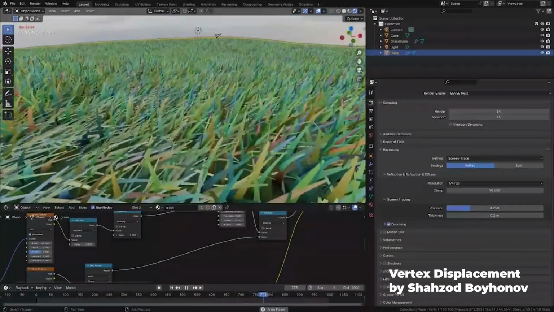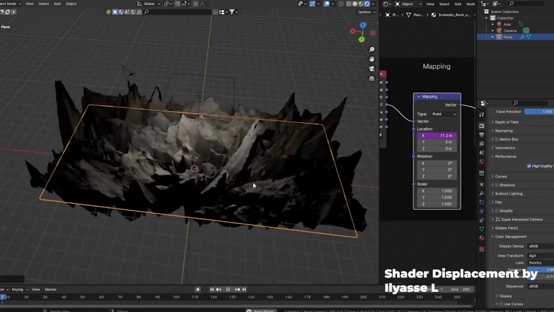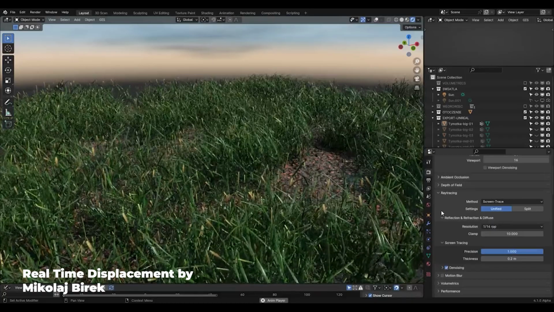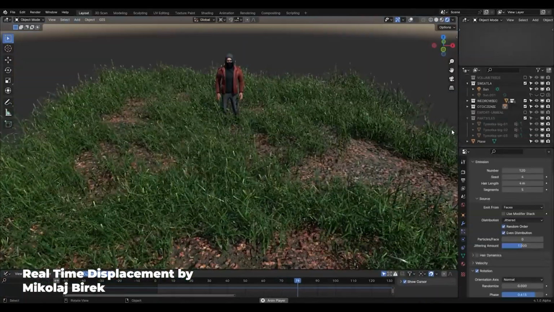Next clips are about vertex, shader and real-time displacements. The first two work with a geometry node with different parameters that you can set. And the last one works with shader nodes based on different forces that move the grass on the ground.